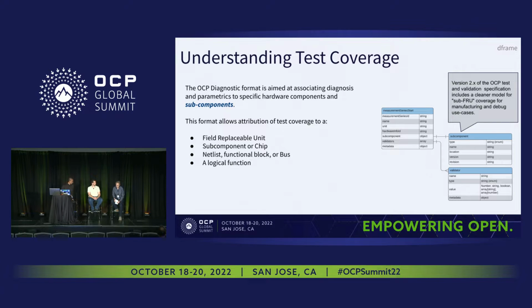So we've talked about test coverage a little bit already, but in the previous talk, we talked about test coverage in the data center. When we get to manufacturing and design validation, test coverage can be a little bit different. And the OCP diagnostic format, particularly the new version of it, which is 2.0, really lends itself to all different levels. In the data center, when we tie test results, we're generally interested in tying them back to a field replaceable unit, something that a technician can swap.